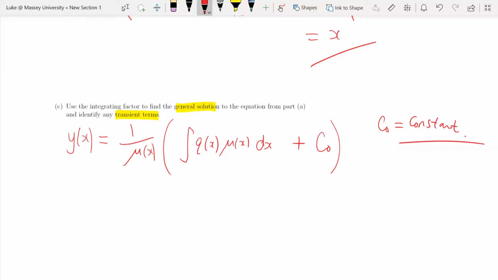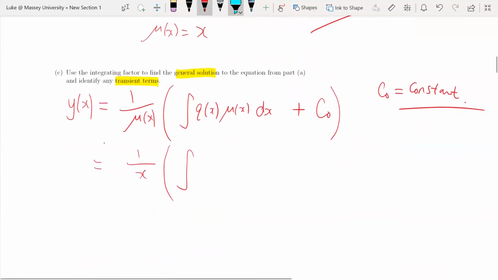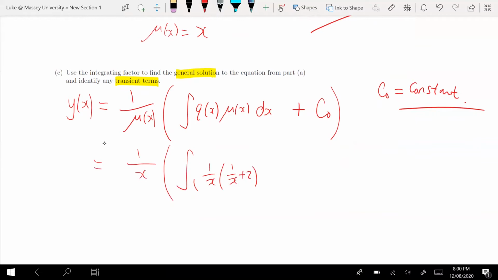Okay, so let's substitute in what we have. So what do we have? Now mu of x equals x. We showed that in part B. So we get 1 over x times the integral of q of x. What was that again? Well, q of x was basically the right hand side of the equation in standard form. So that's 1 over x times 1 over x plus 2. I didn't need that first bracket, let's get rid of that.